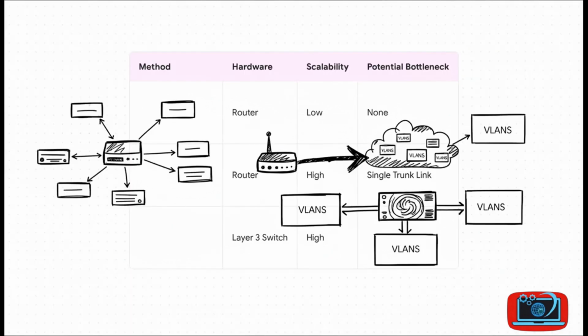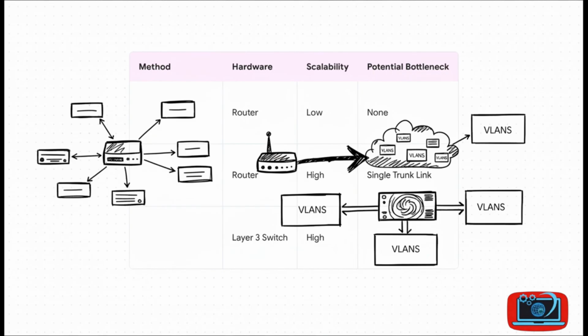So let's put it all together. This table gives us the perfect summary. Physical interfaces? Simple but low scalability. Router on a stick? Highly scalable, but you have that single trunk link as a potential bottleneck. And finally, the multi-layer switch, which gives you high scalability and the absolute best performance, limited only by the speed of its internal hardware.